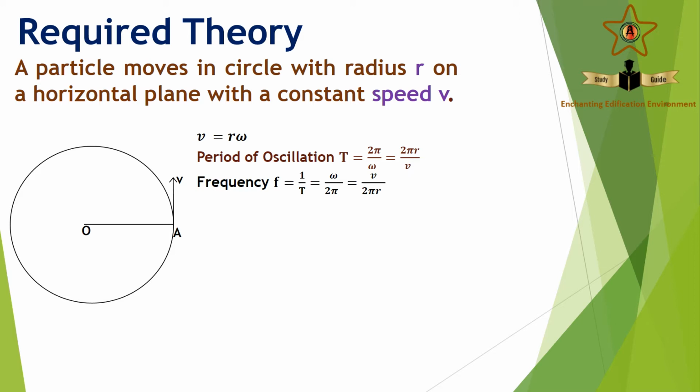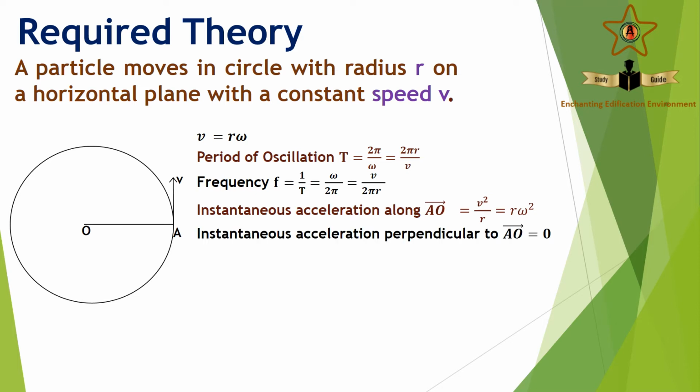Frequency f is 1 over T, that is omega over 2 pi or v divided by 2 pi r. Instantaneous acceleration along AO is v squared over r or r omega squared. Instantaneous acceleration perpendicular to AO is 0. If the mass of the particle is m, centrifugal force is m v squared over r or m r omega squared.